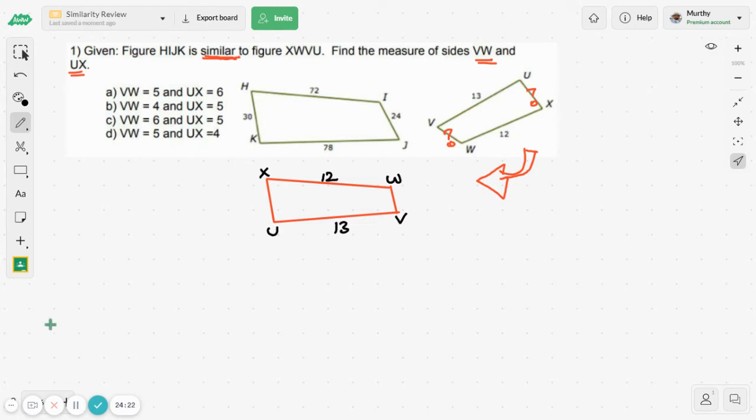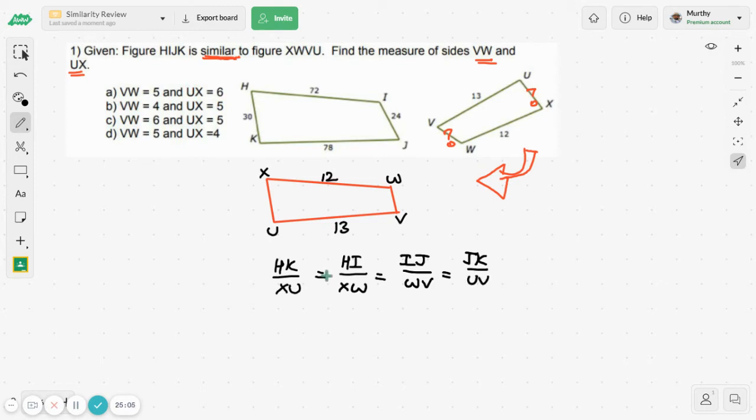You know that if these two figures are similar, then the sides must be proportional. Therefore let me take HK over XU equals HI. Please notice that I'm taking the corresponding sides. If I'm taking HI, then you are expected to take XW. So HK over XU equals HI over XW equals IJ over WV equals JK over UV.